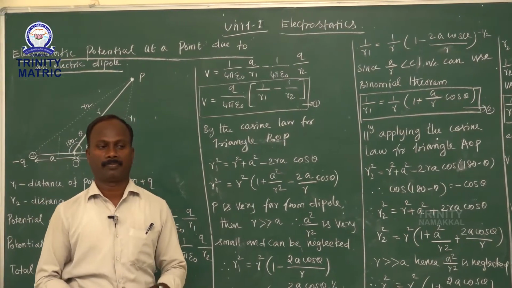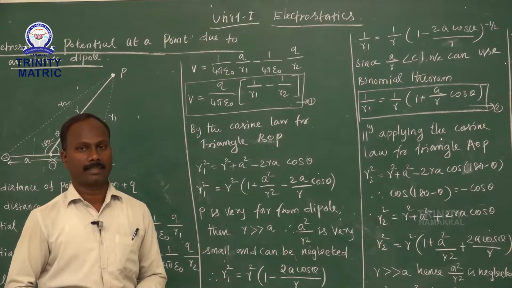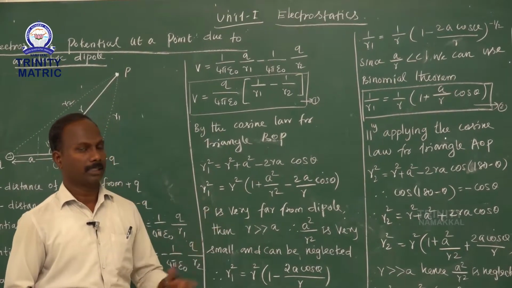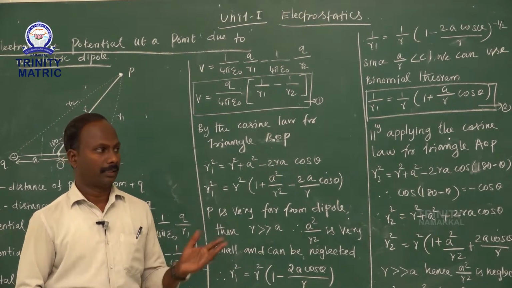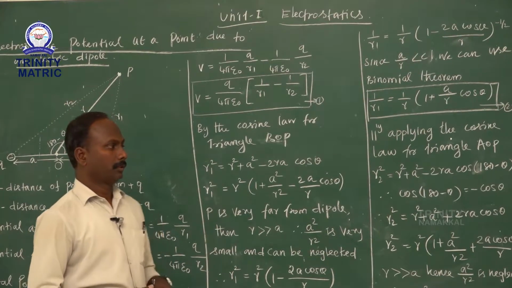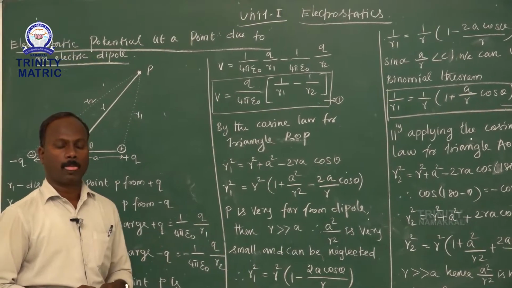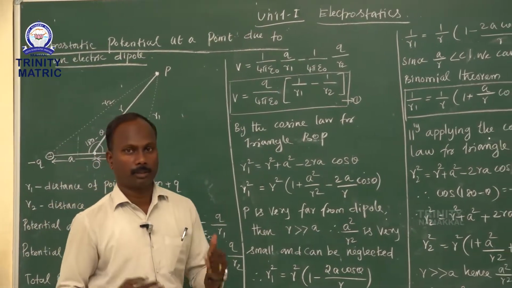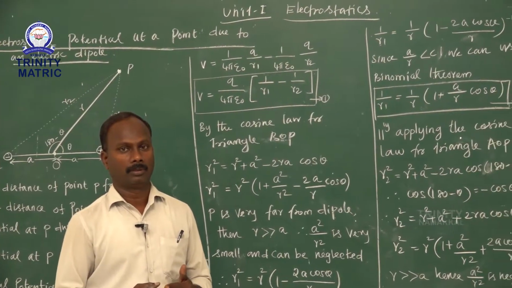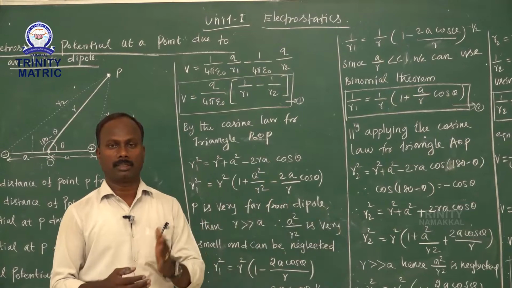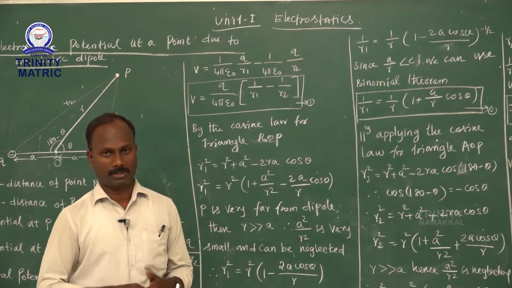Good morning, students. We studied electrostatics. Before that, Coulomb's force, electric field, and then electric potential. For electric potential, we already know it is the amount of work done in bringing a unit positive charge from infinity to that point. That is the electrostatic potential at a point due to a point charge.